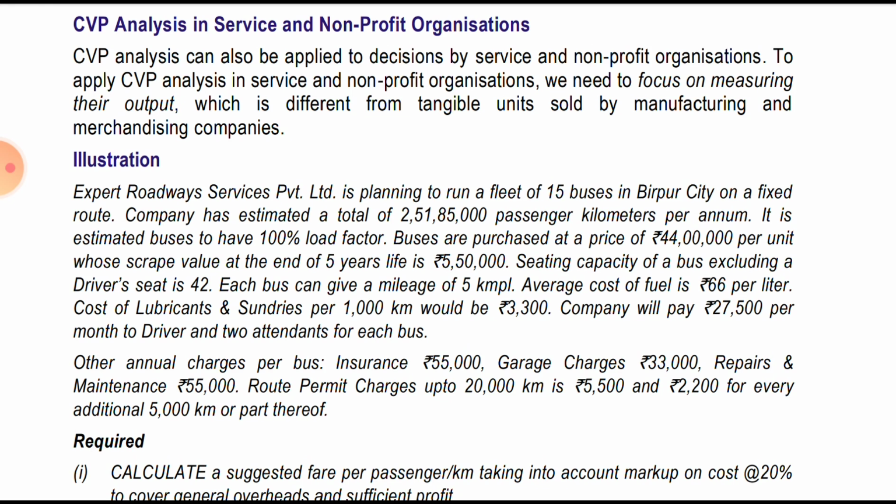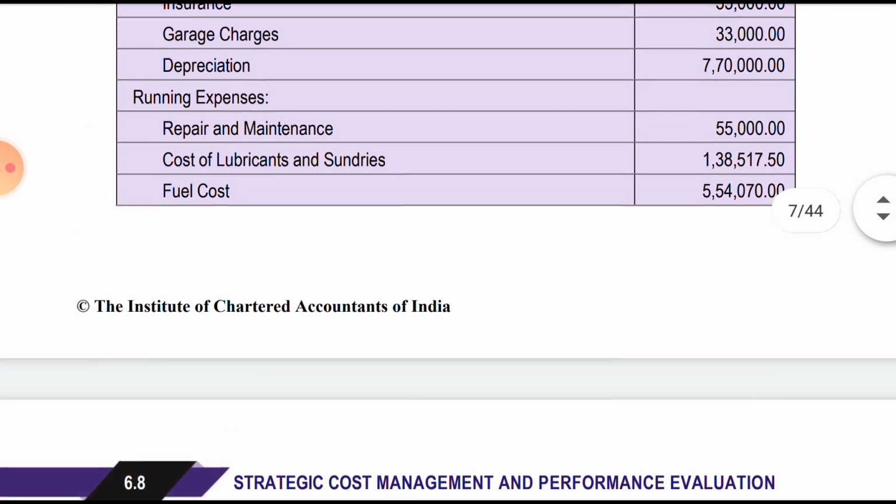So first, take 2 crore 51 lakh 85,000 on your calculator, then divide it by 15, since this is the total passenger kilometer of 15 buses, so this will be for one bus. Divide by 40 passengers, because even though there were 42 seats, 2 seats were for the 2 attendants, so in all the passengers will be 40. Dividing by 40, we get 41,975 kilometers. For every 1,000 kilometers, we divide by 1,000 to get 41.975, which we multiply by 3,300, so we get 138,517.5.